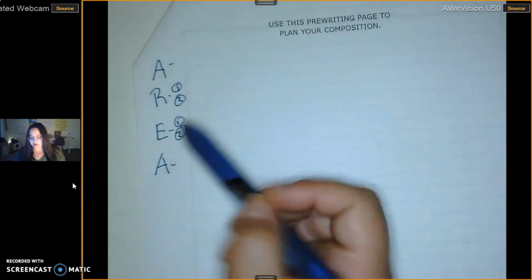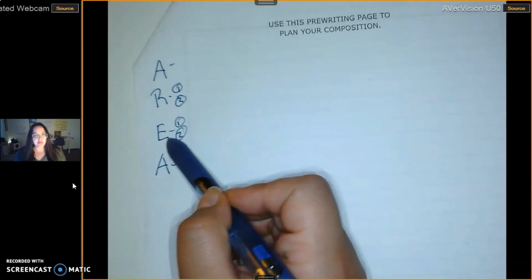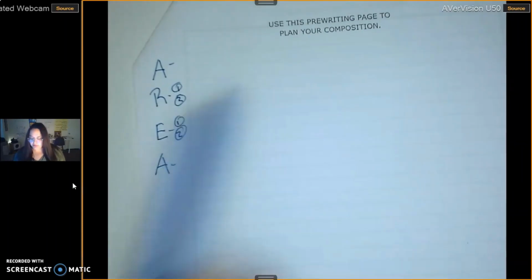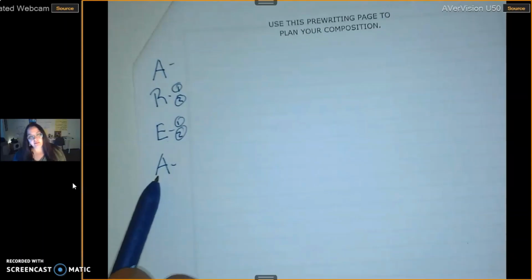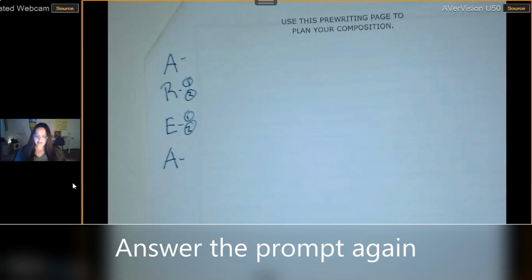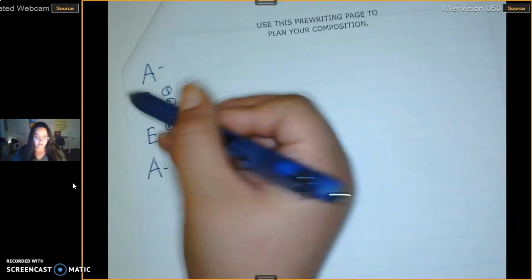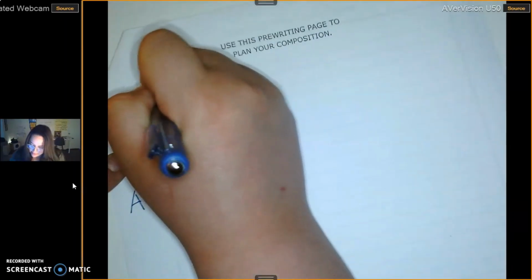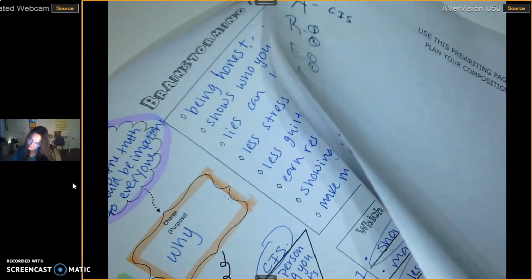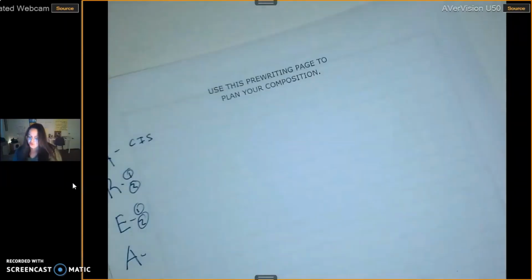In my essay, I'll show you how I did. One of them was explain and one of them was an example. And then on the A, what does that stand for? Answer the prompt again. Okay. So the way I answered the prompt on my essay was when I gave my central idea statement, which if you remember from yesterday, I said, being an honest person is the best thing you can do because it's less stressful and shows who you are.